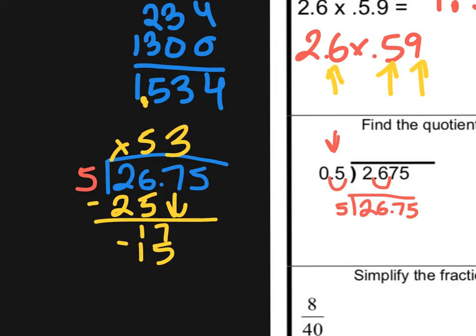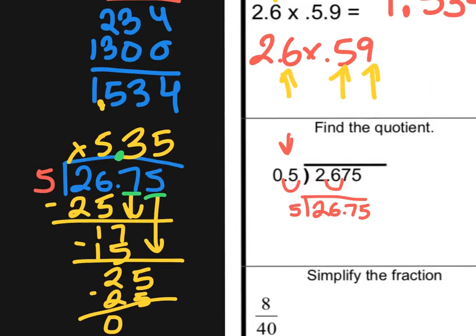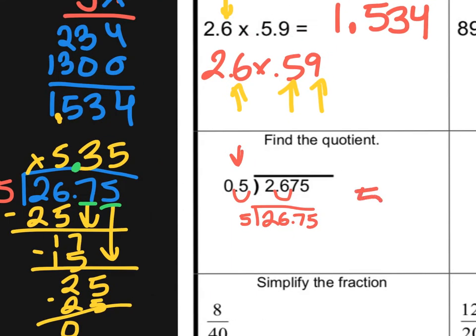Subtract that, that will give us a 2. Drop the last number, that will make it into a 5. Now we have 25, we know we can go into it perfectly 5 times. So now we have 25 minus 25, which is going to be 0. And we do have 2 numbers behind the decimal. So we'll put 2 digits behind the decimal. So our final answer is 5 and 35 hundredths.